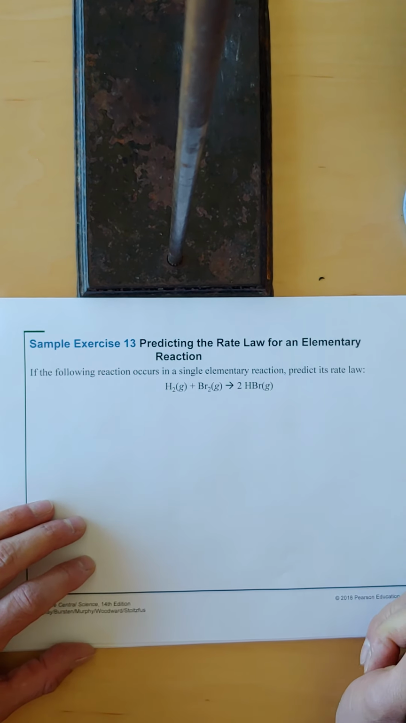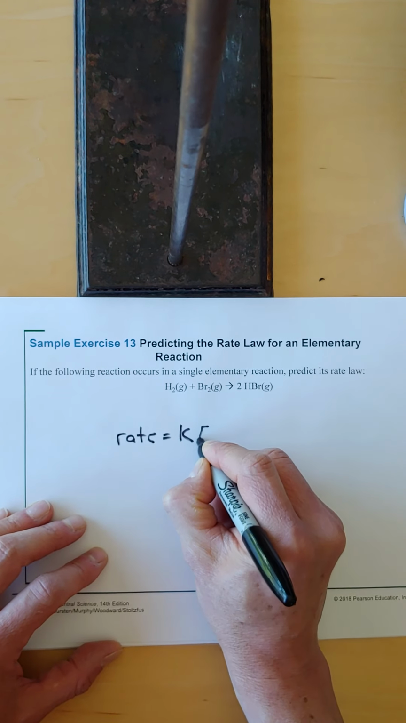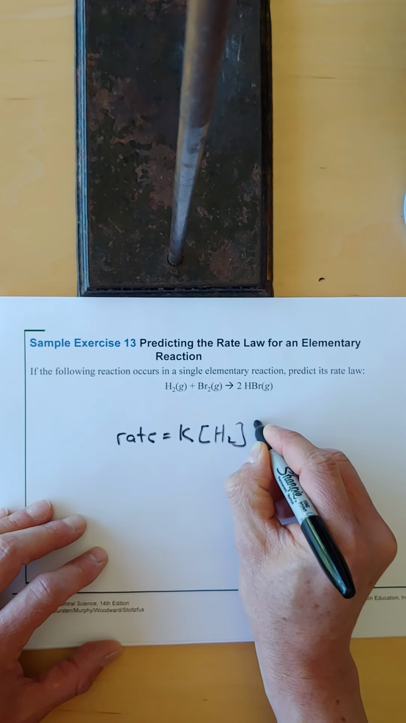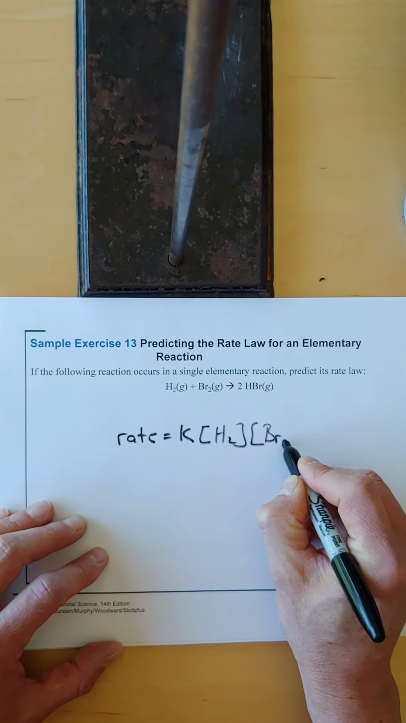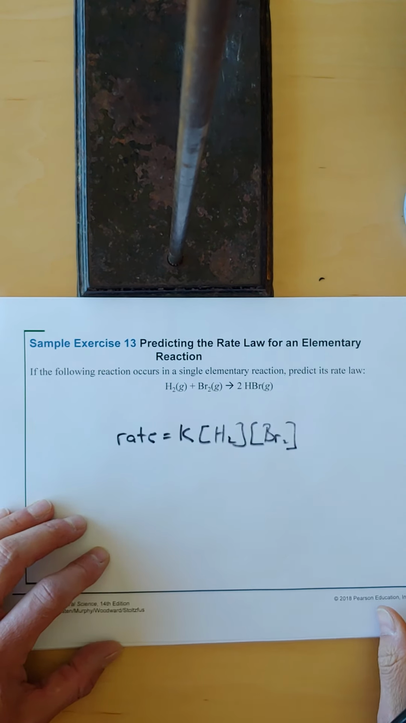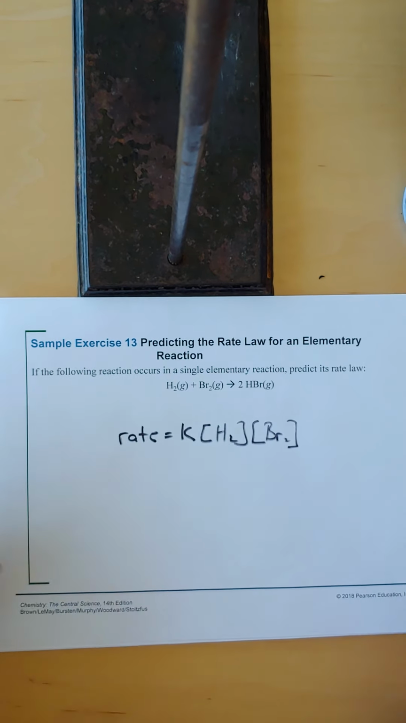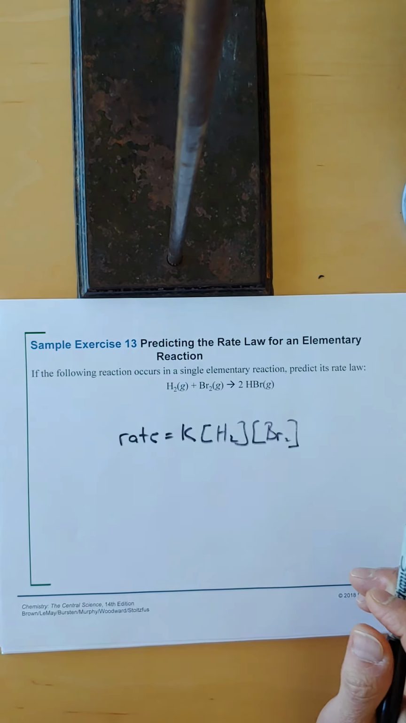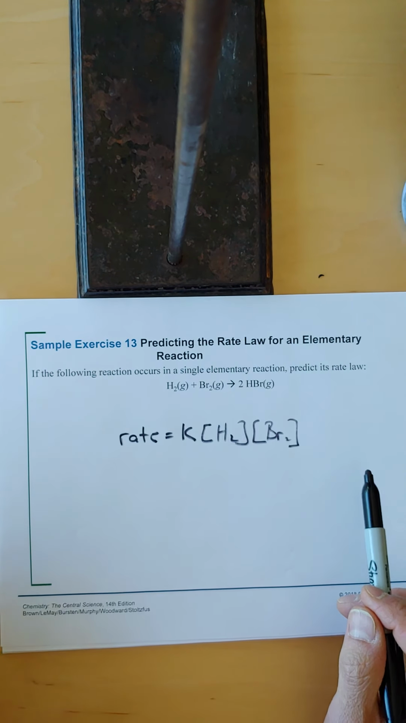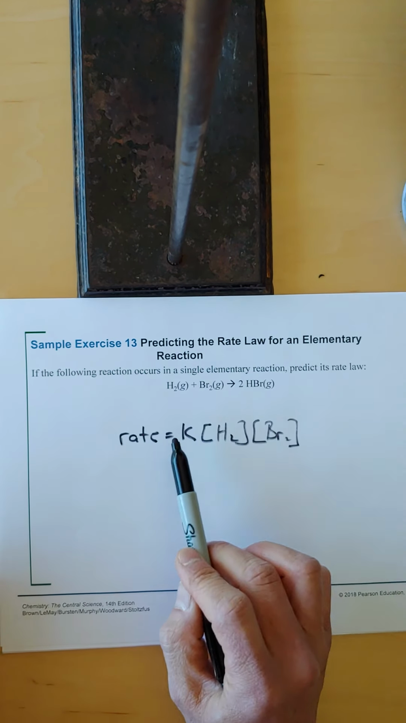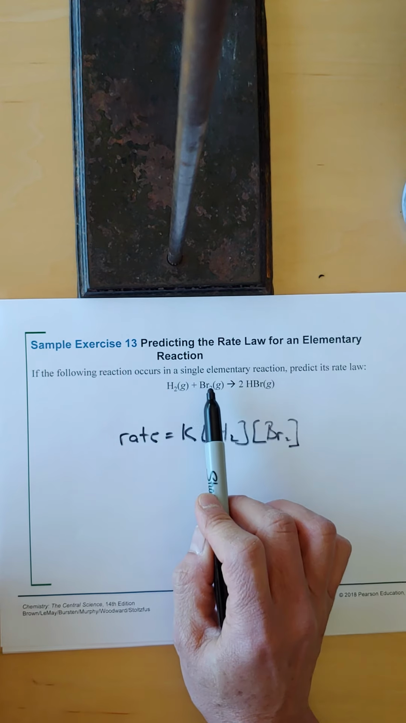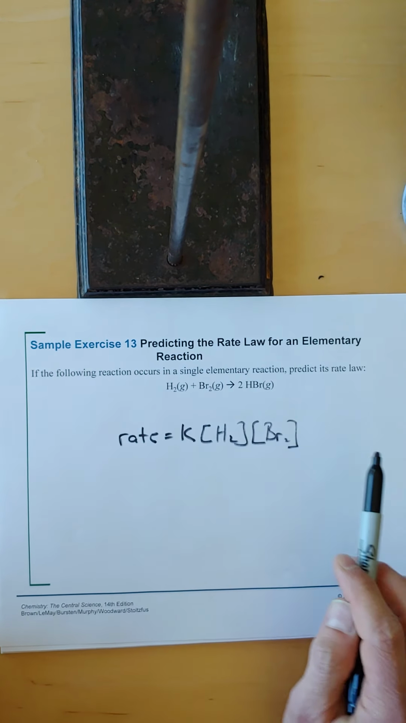It's first order with respect to hydrogen and first order with respect to bromine, right? So we say that the rate is going to be equal to our rate constant times hydrogen times bromine. Okay? Right? That is our rate law. That's what we would predict, right? Because it's a single elementary reaction. So elementary, it occurs in 1 step, right? So if it's a 1-step reaction, 1 molecule of hydrogen, 1 molecule of bromine, it would be first order in each, right?